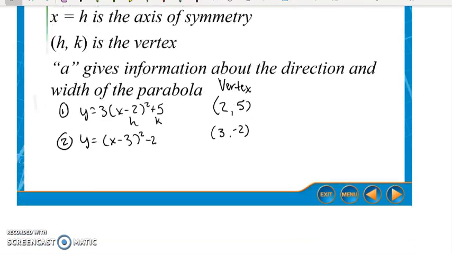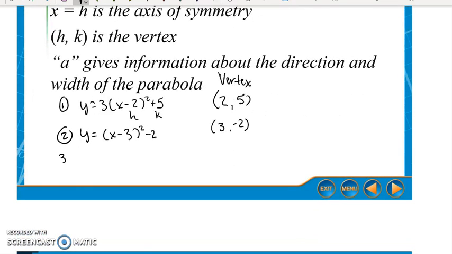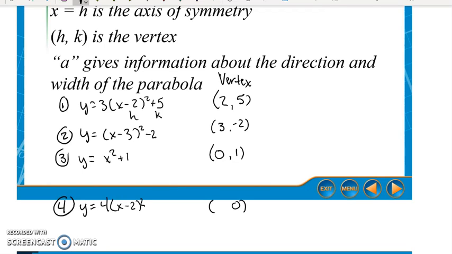Okay, so you're just looking inside the parentheses, but what do we do if there's not a parentheses? So my next example is y equals x squared plus 1. There's not a number in there with the x, so that's a 0, no parentheses. And then the k is 1. Okay, then number 4, what if k is gone? So y equals 4 times (x minus 2) squared. Well, if k is gone, we just put a 0 right here. And then (h, k) is just going to be the opposite of negative 2, so it's (2, 0).